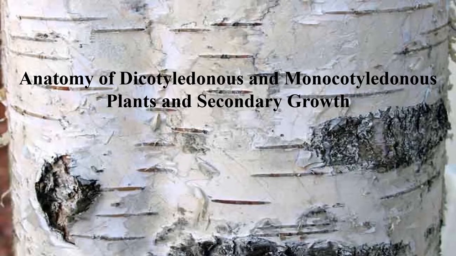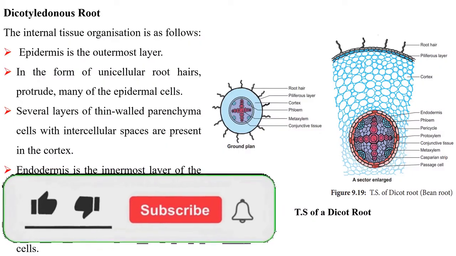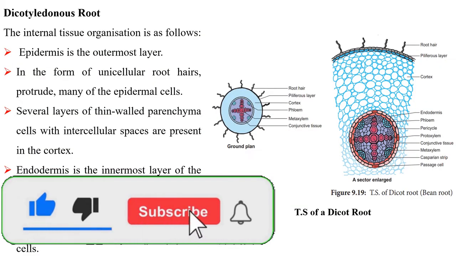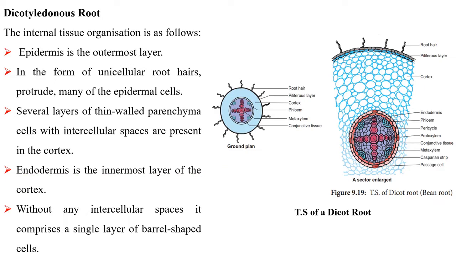Anatomy of dicotyledonous and monocotyledonous plants and secondary growth. Dicotyledonous root. The internal tissue organization is as follows.